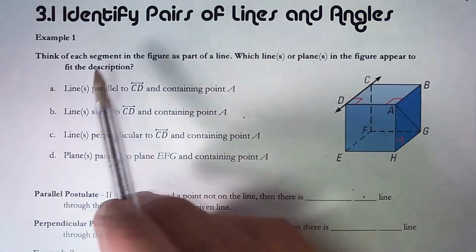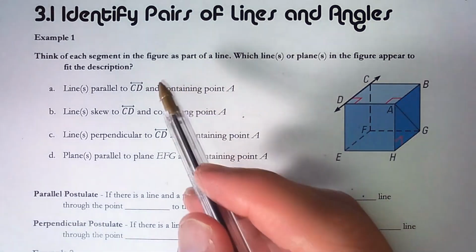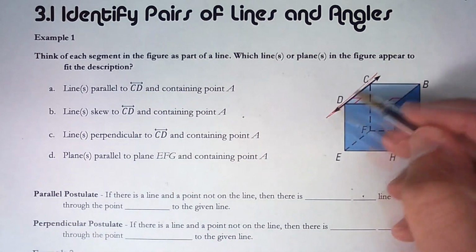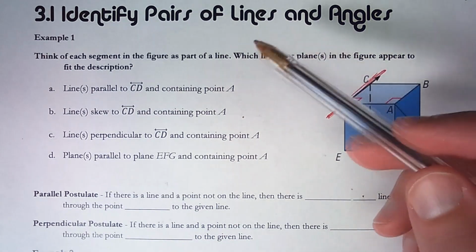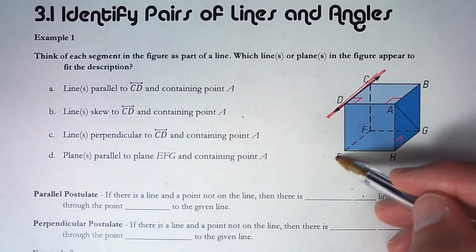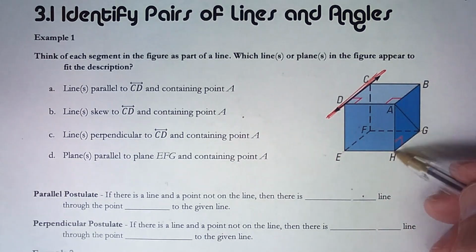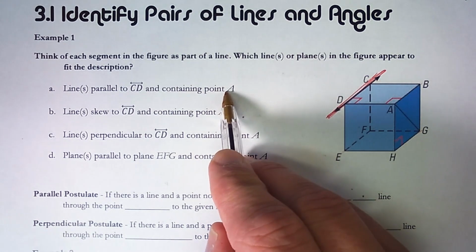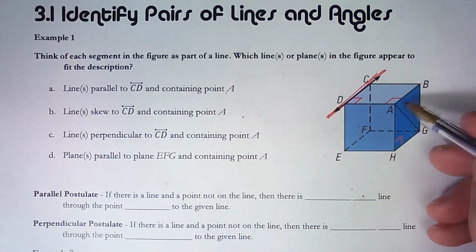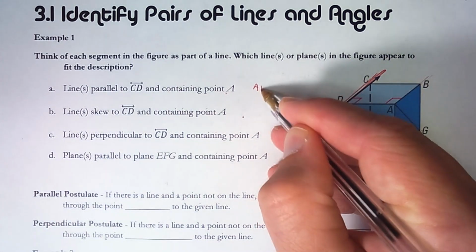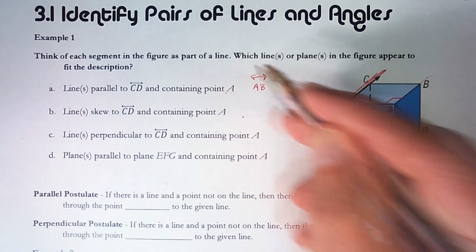Which lines or planes in the figure appear to fit the description? Okay, lines parallel to CD. So here's line CD. I'm looking for a line or lines parallel to that. So here's one that's parallel. Here's another one. Here's another one. But I also want it to contain point A. So lines that are parallel to CD and contain point A are right here, and that is line AB.